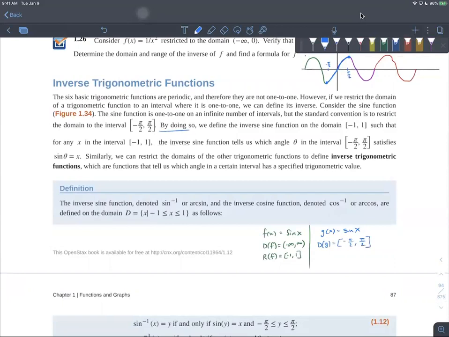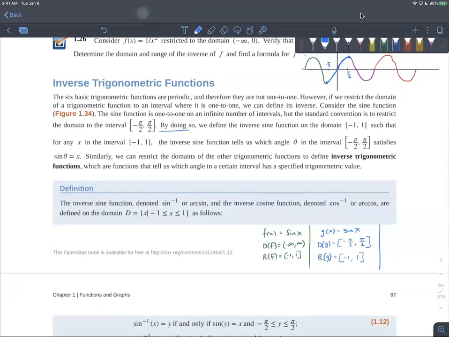This function in blue is 1-to-1, as you can see from the graph in blue. The range of g, notice we choose it in this way from negative pi over 2 to positive pi over 2. This is how it's conventionally done. But the range is still going to retain its range, even though we restricted its domain. It retains the range from negative 1 to 1.